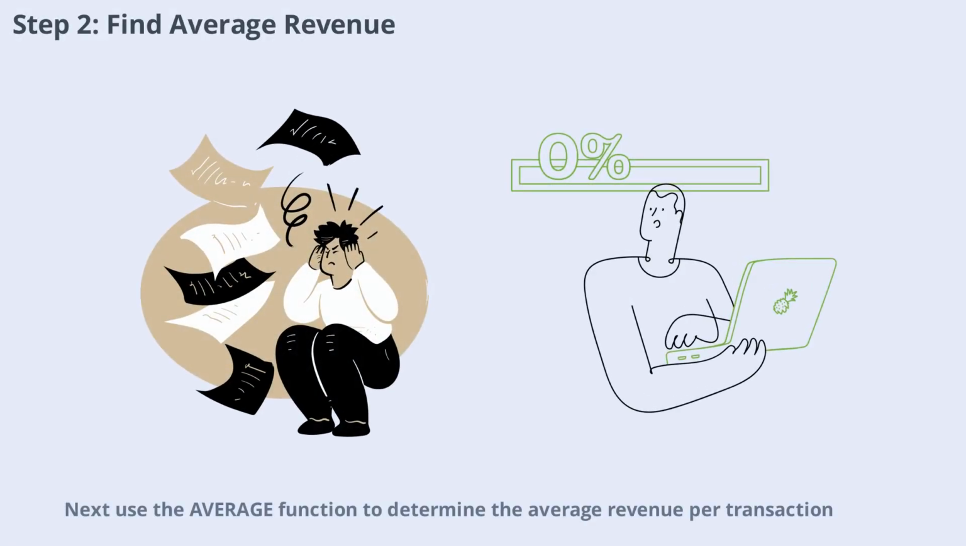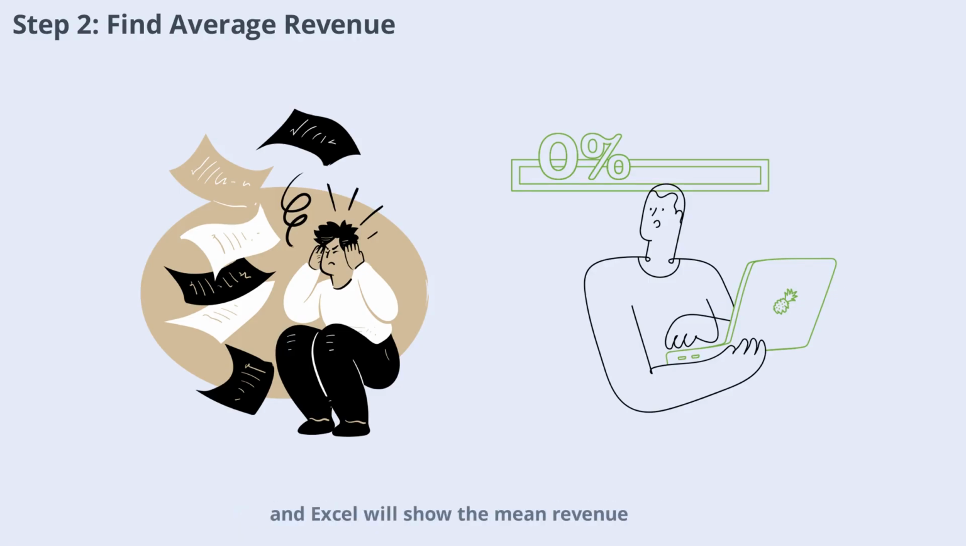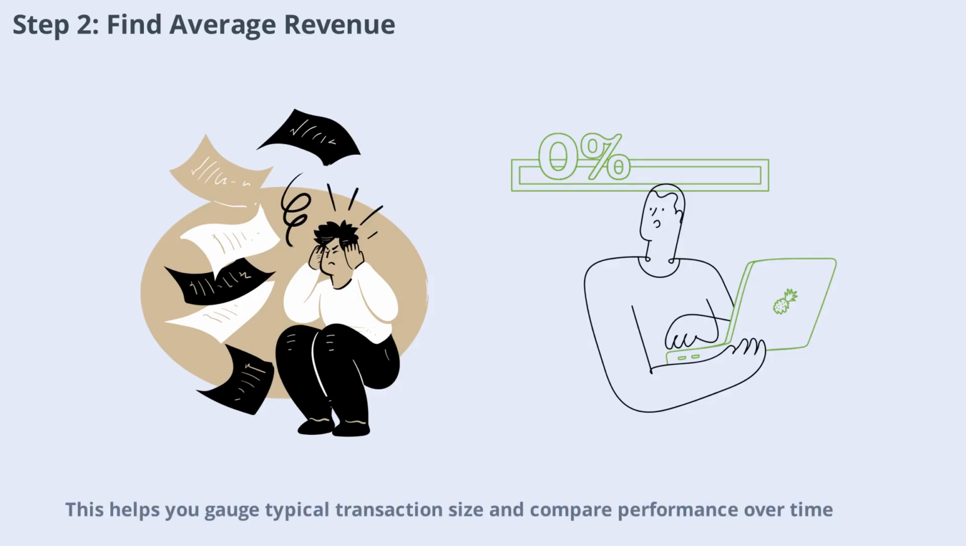Next, use the average function to determine the average revenue per transaction. Click on the cell for the result, type equals average, and select your sales data range. Press enter and Excel will show the mean revenue. This helps you gauge typical transaction size and compare performance over time.